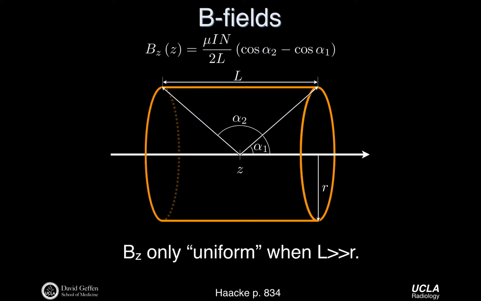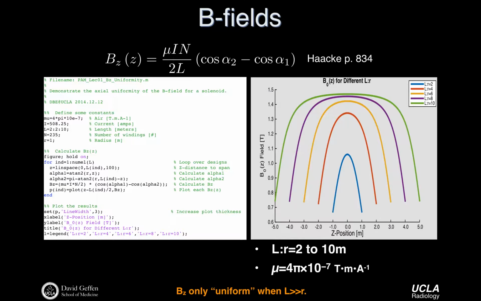So our systems that we have now are really a meter and a half or something like that, and the radius is maybe half a meter. So these are pretty compact systems, but that won't give you a very uniform field. Again, you'll actually work with this when we get to the first homework assignment.